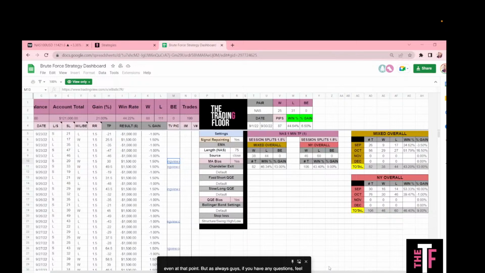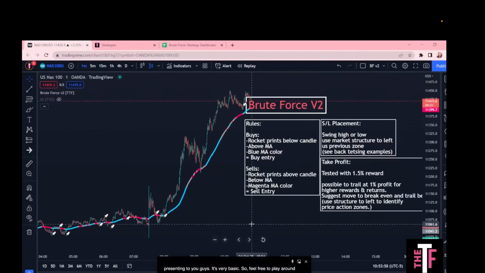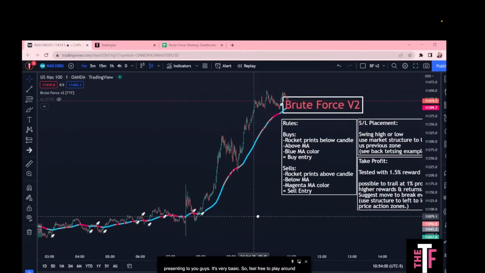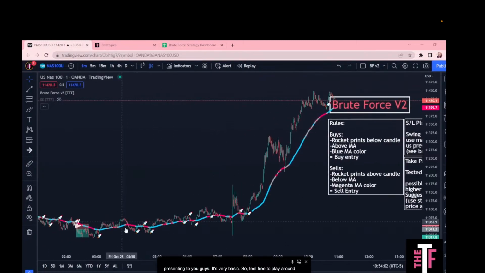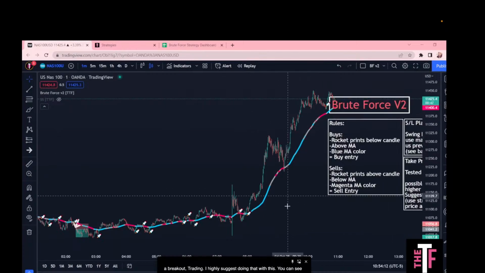This is the version that we're presenting to you guys. It's very basic, so feel free to play around with it. There's lots of other things you can do or maybe add in here to filter out some of these trades. What we had done was even test all of the consolidation things. So if you are comfortable with breakout style trading, I highly suggest doing that with this. You can see that you will get a lot of really good trades when you do finally break out of consolidation.